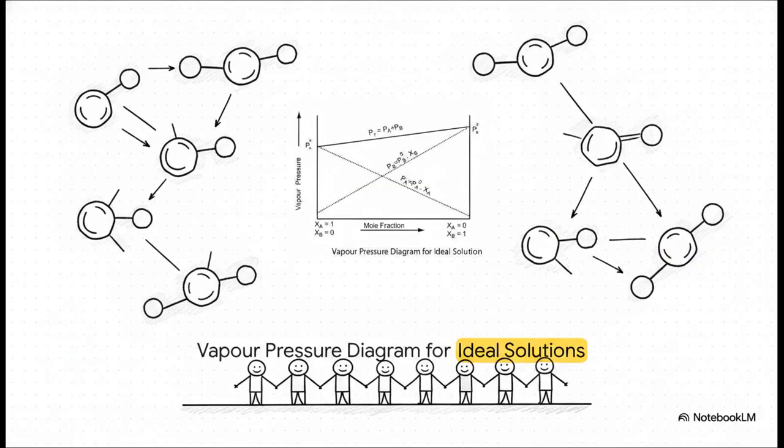Think of ideal solutions as the law-abiding citizens of chemistry, represented by perfectly straight lines on a vapor pressure graph. In an ideal solution, like a mixture of benzene and toluene, the molecules basically treat each other equally. The intermolecular forces between the different molecules are virtually identical to the forces between their own kind. Because there's no preference, no drama, they mix perfectly. They follow Raoult's law across all concentrations without releasing heat or changing their total volume.